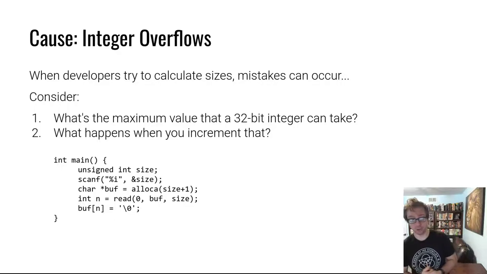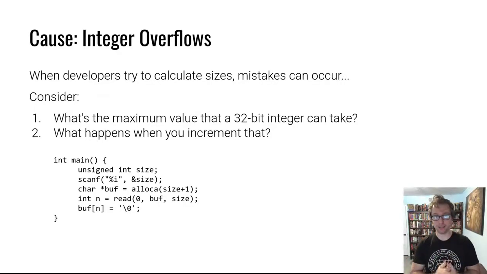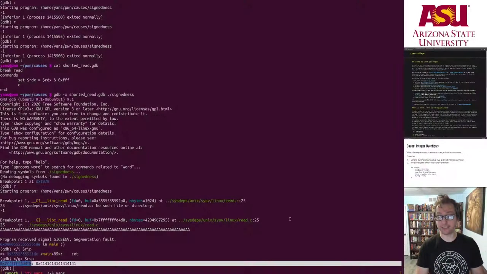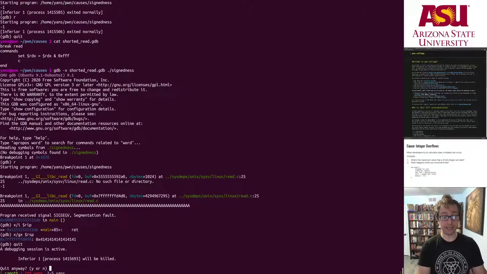If you add one to it, that becomes zero. So let's see what happens in the context of this program. This program uses a new function that you might not have seen before called alloca. Alloca simply allocates space on the stack. Dynamically sized space.